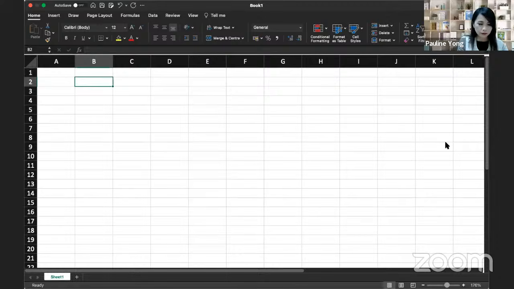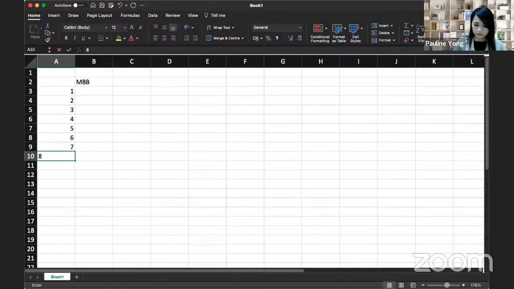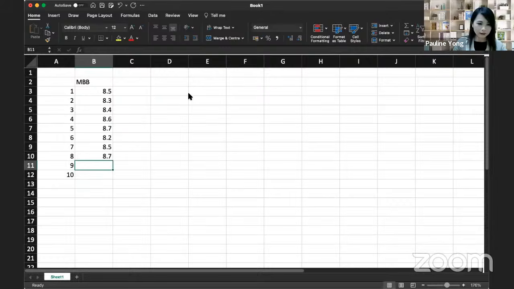Let's say we have a Maybank share, and we are looking at 10 days. So I have 10 days here. And let's say the price is, I just simply type the price. Just say this is the price. Every day it's a different price.